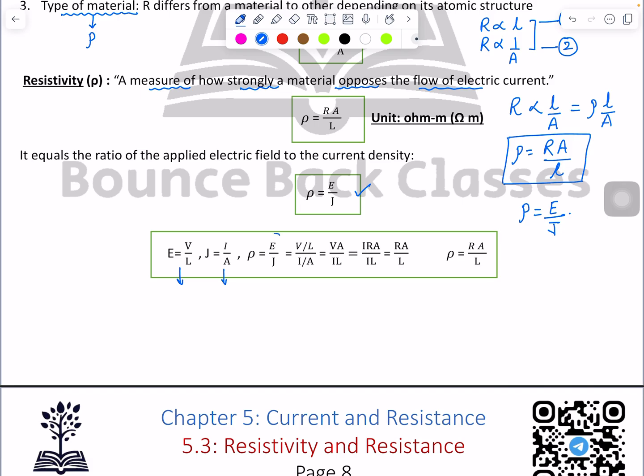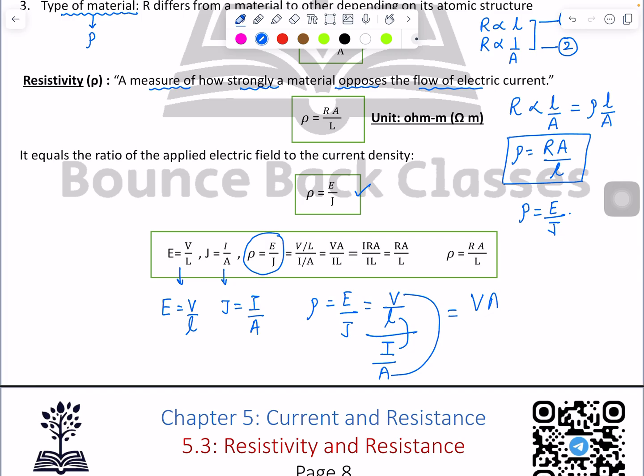Now you know rho is equal to E by J. E is equal to V over L, J is equal to I over A. Place them. We know rho is equal to E by J. Place the values. What is E? V divided by L, divided by I divided by A. So this will go here, this will go here. So can I say V A divided by I L? Clear, guys?